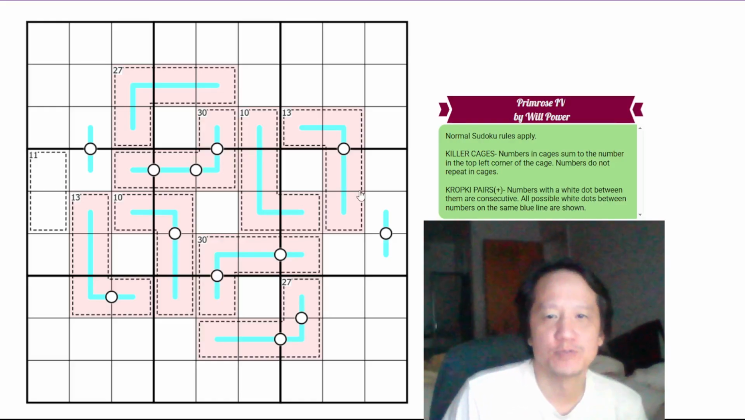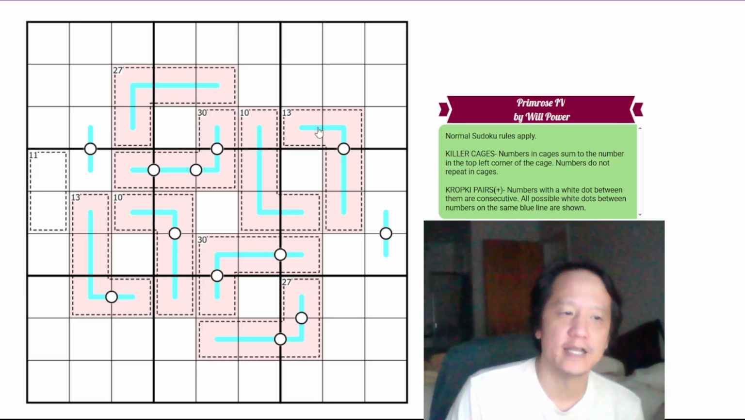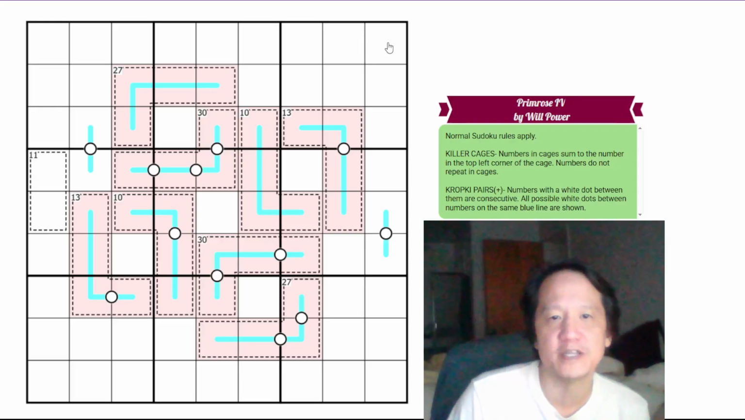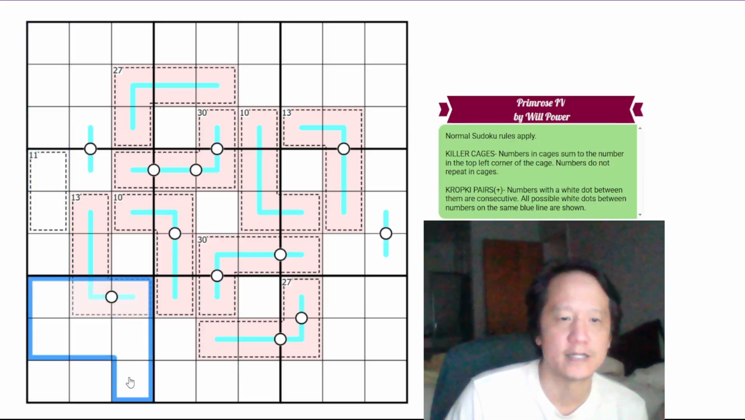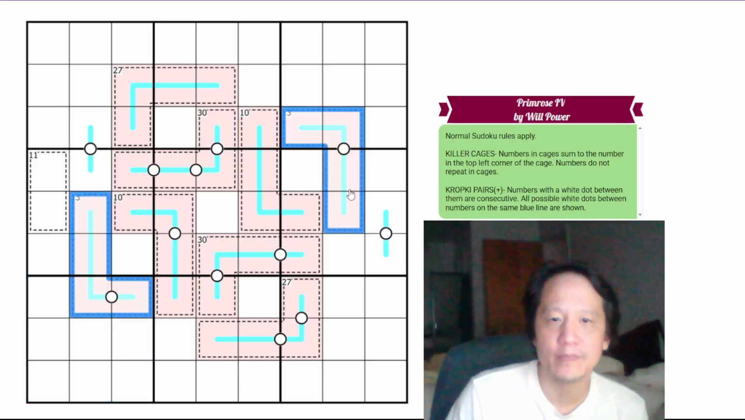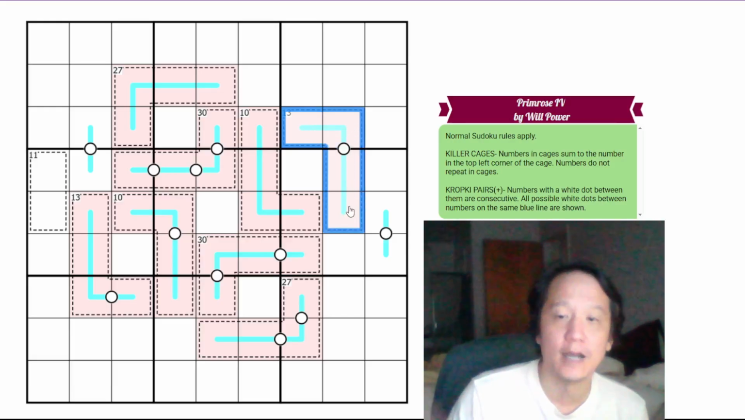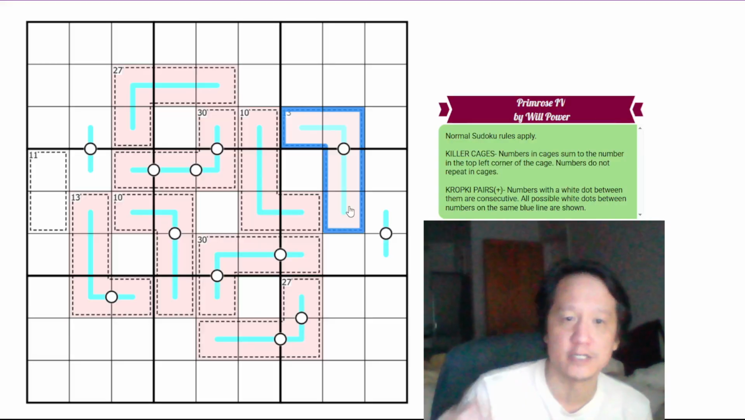Here are the rules. Normal Sudoku rules apply, which means in every cell in this grid, place a single digit from 1 through 9 such that there are no repeats in any row, column, or designated 9-cell regions, which is a box in this case. We also have killer cages, where numbers in cages sum to the number in the top left corner of the cage. Numbers do not repeat in cages.